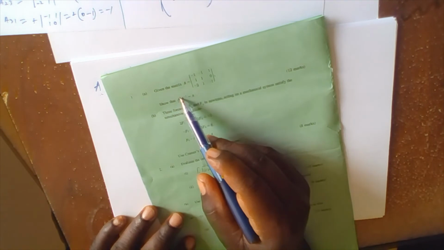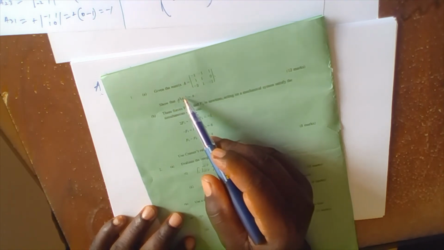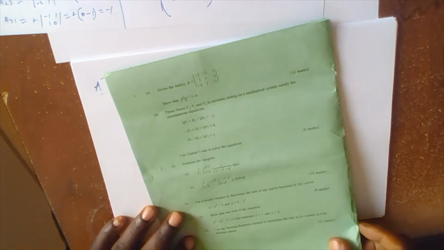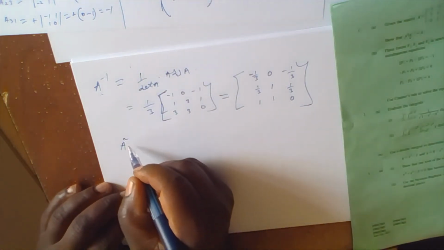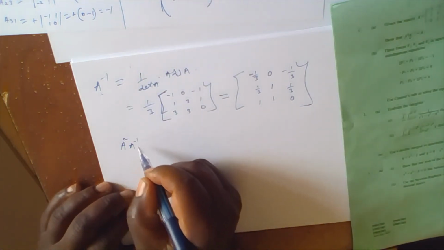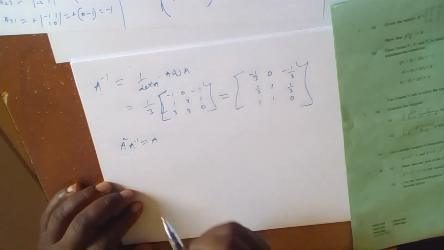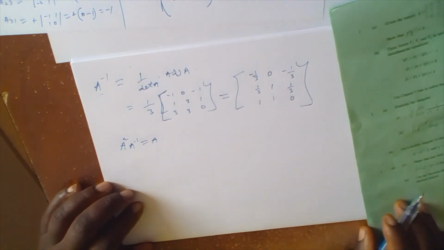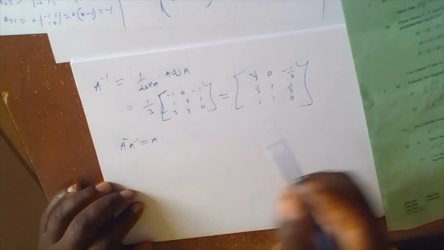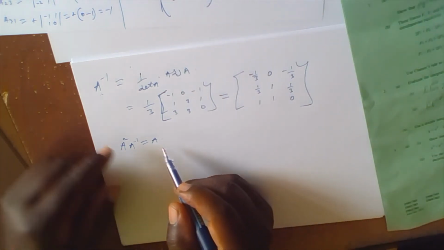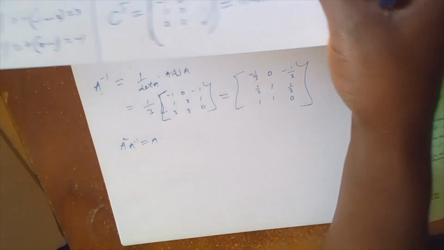But what was the equation? The equation says that A squared times A inverse is equal to A. Let us see that A squared times inverse of A must give us A. That's what they want us to show. Now, what is our A squared? Check.